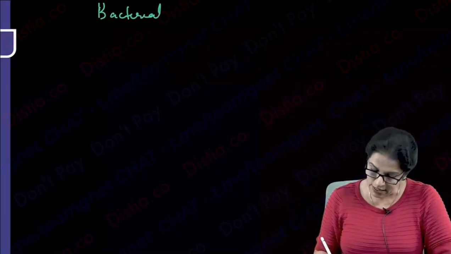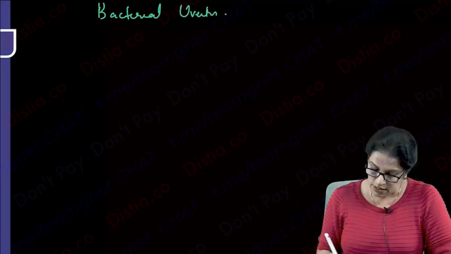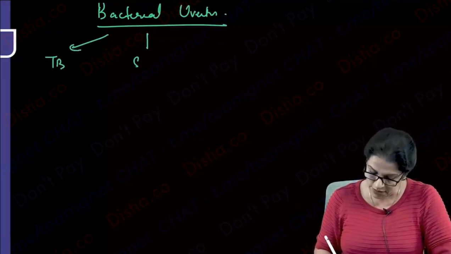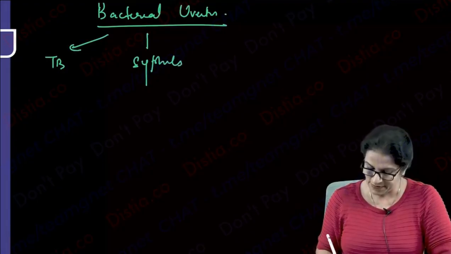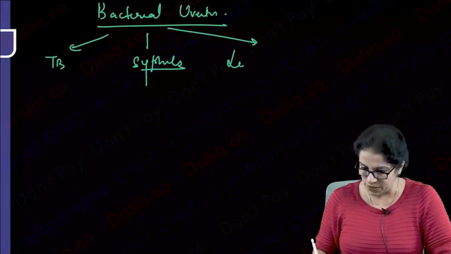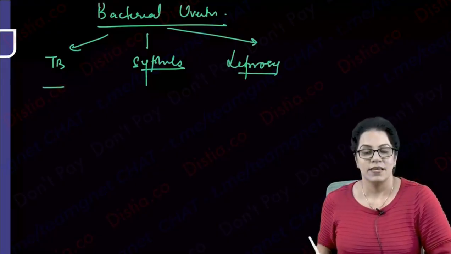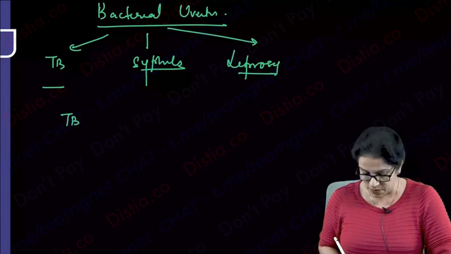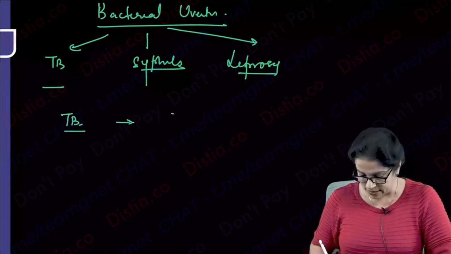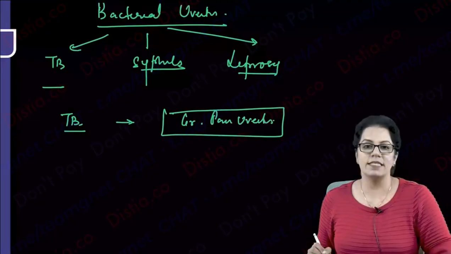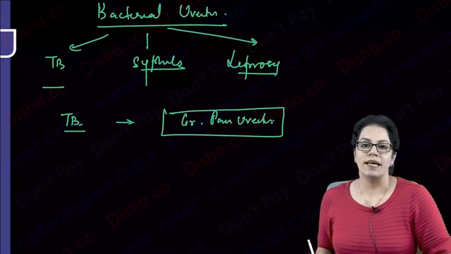When you say bacterial uveitis, we have to learn three main things here: tuberculosis, syphilis, leprosy. Write down tuberculosis, syphilis, leprosy. First we take tuberculosis. Let us learn, in the box all of you, it causes granulomatous panuveitis.